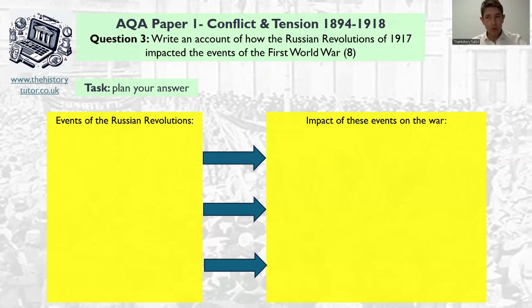So we're not writing a big story, like write an account might suggest. We are writing event and effect. Event and effect. That is the skill we're doing here. So we can still do this in a PEEL paragraph.